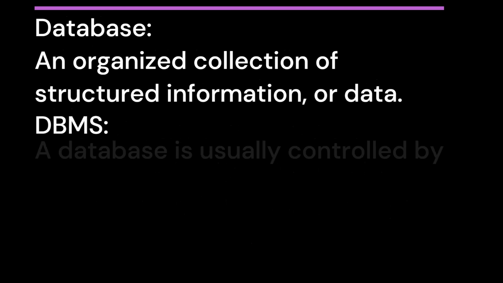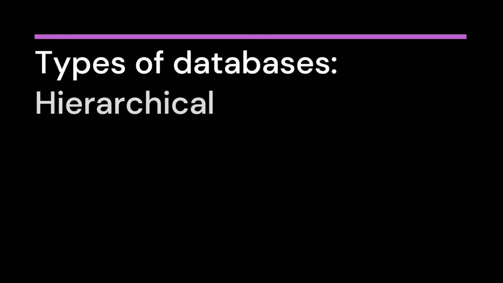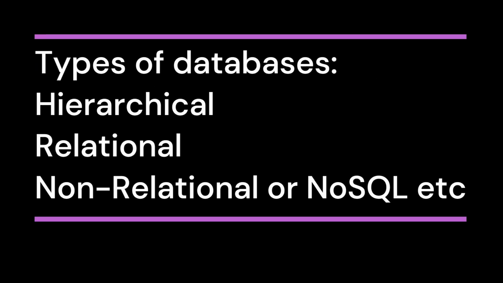Next, what is a database and a database management system? A database is an organized collection of structured information or data. A database is usually controlled by a database management system, or DBMS. There are different types of databases available, such as hierarchical, relational, non-relational or NoSQL, etc.